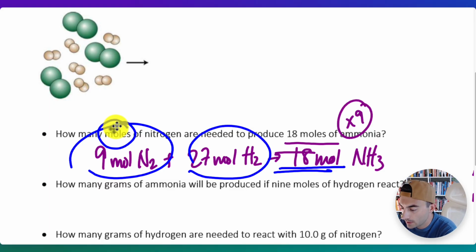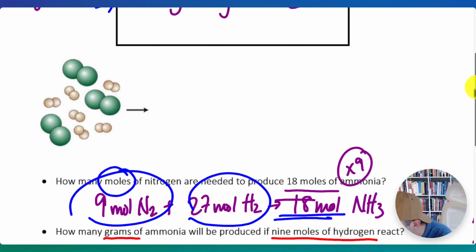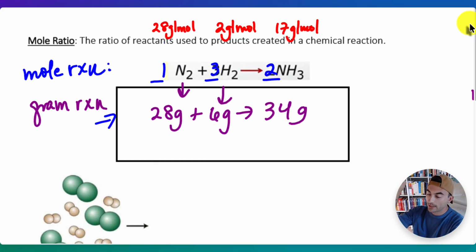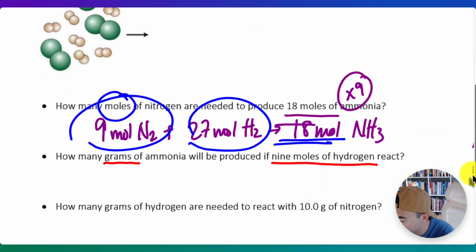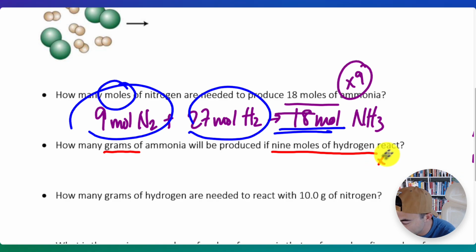The next question says, how many grams of ammonia will be produced if 9 moles of hydrogen react? So if 9 moles of hydrogen are reacting, let's go back to our standard mole reaction. Every time that reaction runs once, 3 moles of hydrogen are used. So if in my reaction 9 moles are going to be used, that's scaling the reaction by 3.